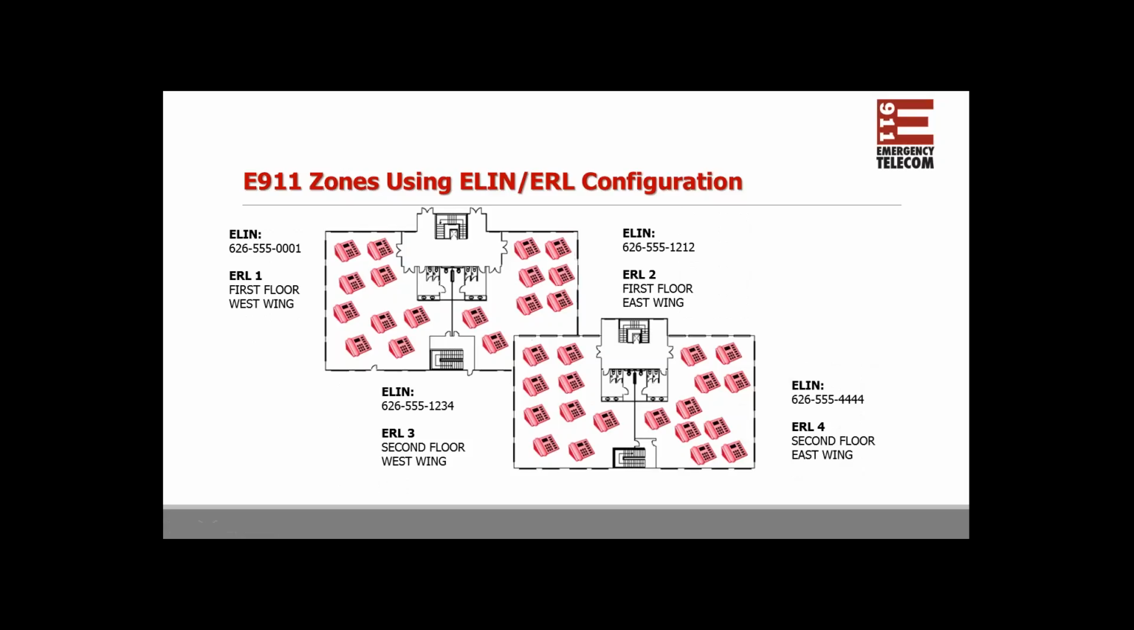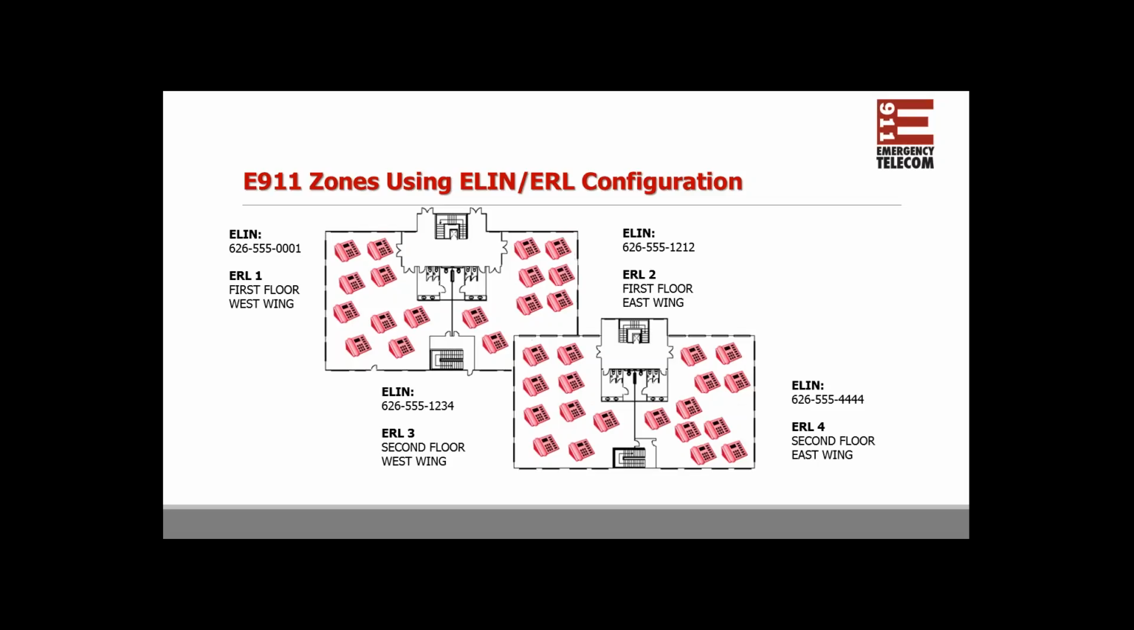In this hypothetical environment, this customer assigned a unique phone number to the first floor west wing and a unique phone number to the first floor east wing, and so on for the second floor. If someone picks up their phone on the second floor and moves to the first floor east wing, the phone system, or the Cisco Call Manager or the CER product, which I'll get into in a moment, will know that you've now moved to the first floor, and it will send out the unique ELAN that correlates to that location.